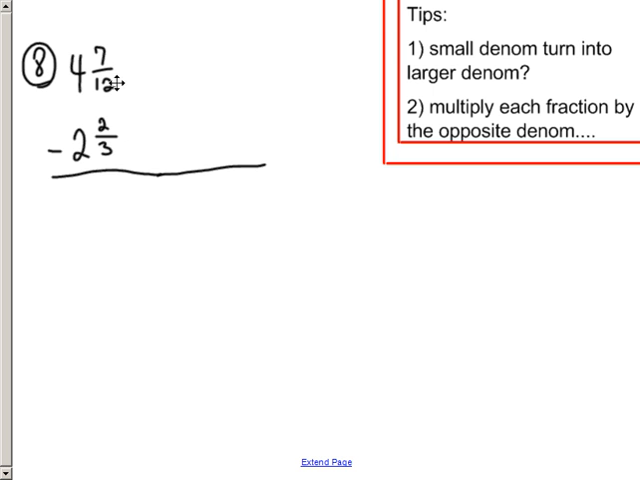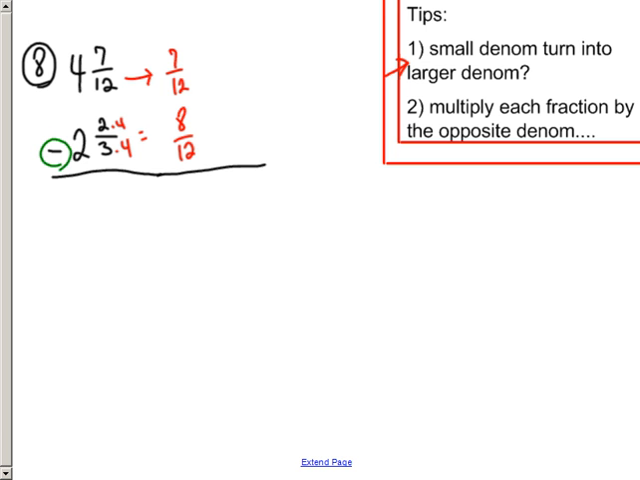If you're careful, you don't have to make it into 36, because we're always checking, can we make the smaller denominator into the larger denominator? In this case, I sure can. I just multiply it by 4. So this is going to be 8/12, and this is 7/12 over here. I'm kicking that over so we can see it.